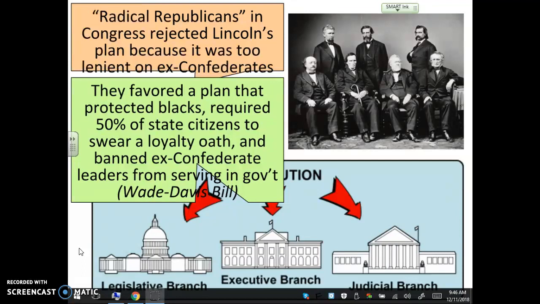50% of the state citizens have to swear loyalty, not just 10%, and it also bans ex-Confederate leaders from serving in the government. So someone like Jefferson Davis, who was a Confederate leader, will never be able to serve in the United States government again. Same thing with any generals or so forth that were part of the Confederacy. Any leaders of the Confederate states are no longer welcome in the government.